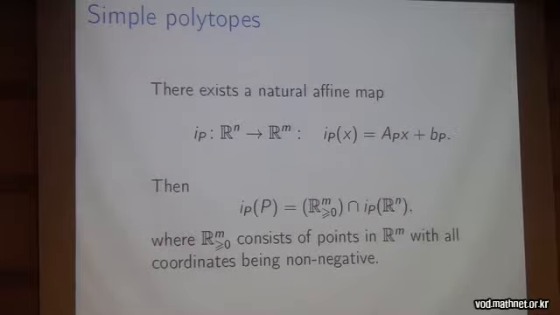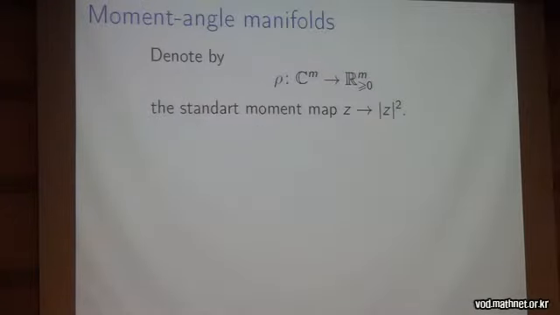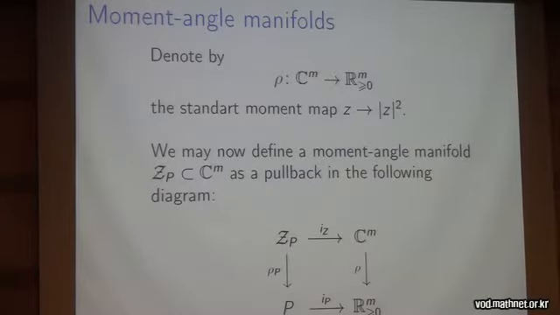And under this map, the image of P may be identified with the intersection of the affine image with a positive cone. Well, so far we have another map to the positive cone. We have a map from C^m to the positive cone. That's the standard moment map. And so we have the following commutative diagram. And we may now define a moment-angle manifold as a pullback in the following diagram. Well, it's simply the preimage of P under the map ρ.